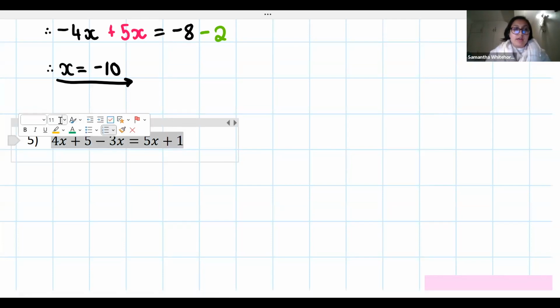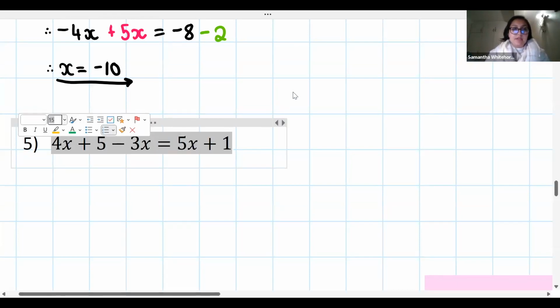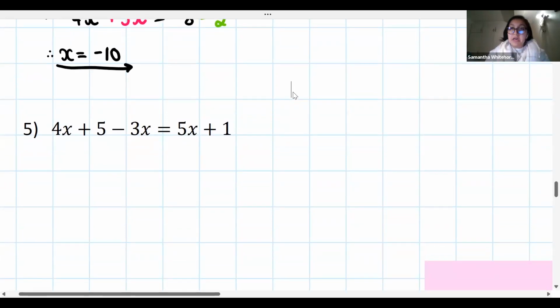Right, so I want you to try question 5 for me. There's question 5. I've just put it in there. Let's see how we go. Remember, you're solving for x. We want to get all x's to one side, all numbers to the other side. And like I say, we're solving for x, so we want to get x alone. So you're trying this one by yourselves. Answers in the chat once you've done them, and then we will go through it in a few minutes.